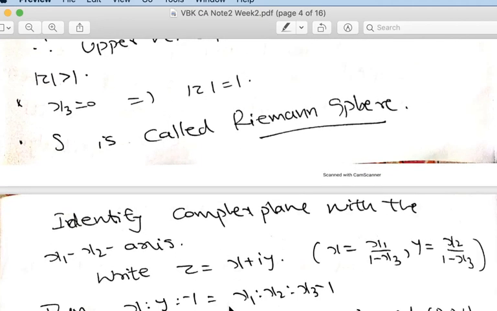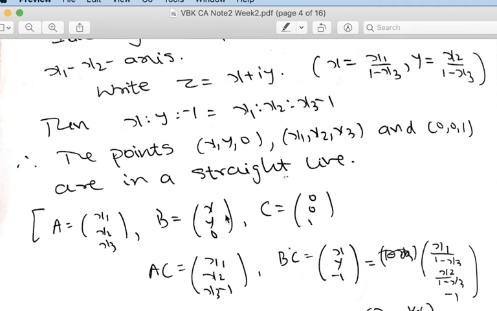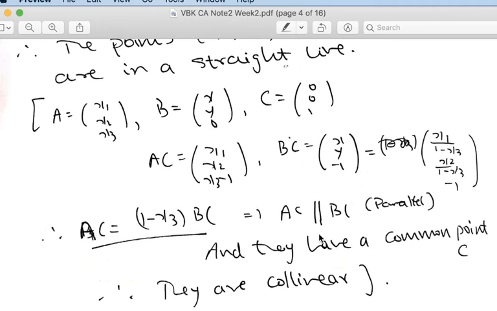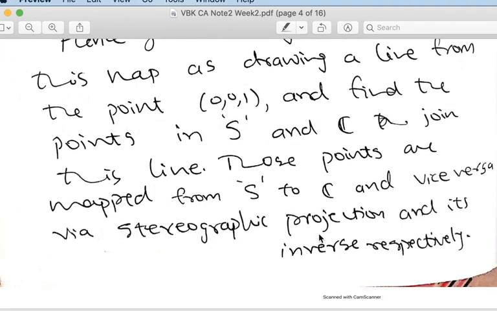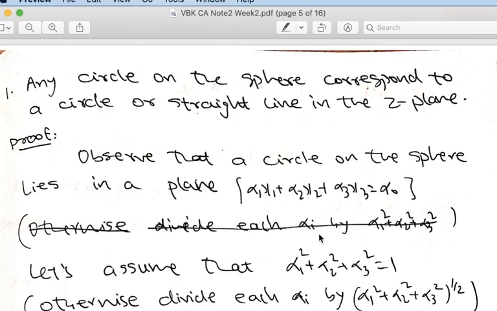Now we proved this. We use the line joining (x, y, 0), (x1, x2, x3), and (0, 0, 1). They are on the same line, and we proved everything analytically. These are all simple computations which you can easily follow. Now we proved a very important thing: any circle on the sphere corresponds to a circle or straight line in the complex plane. This is very important. Once we consider Möbius transformations, we know that they are conformal mappings from the extended complex plane into the extended complex plane, and that they map circles into circles. By circle we mean circles or straight lines.